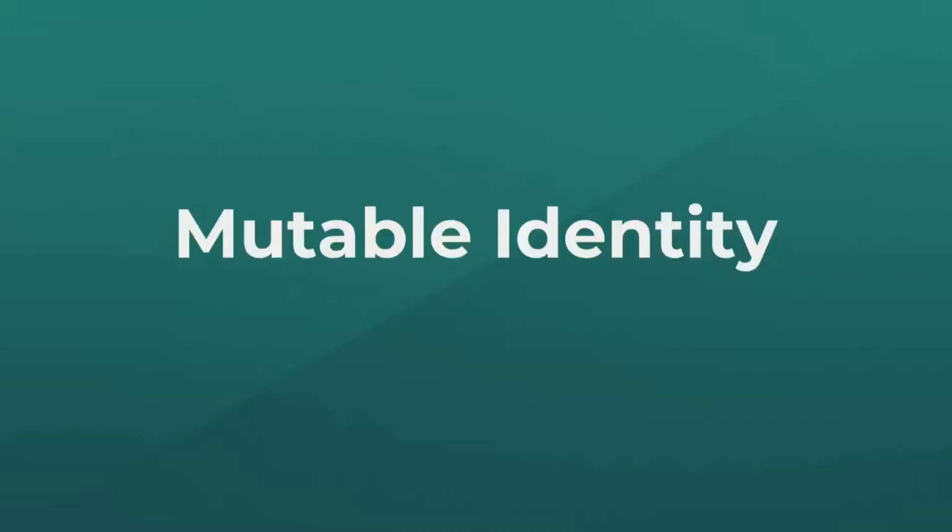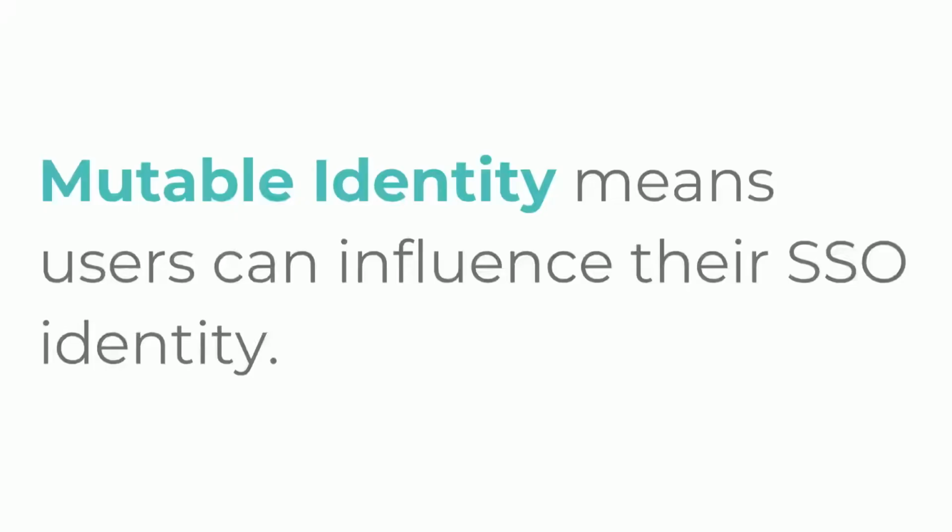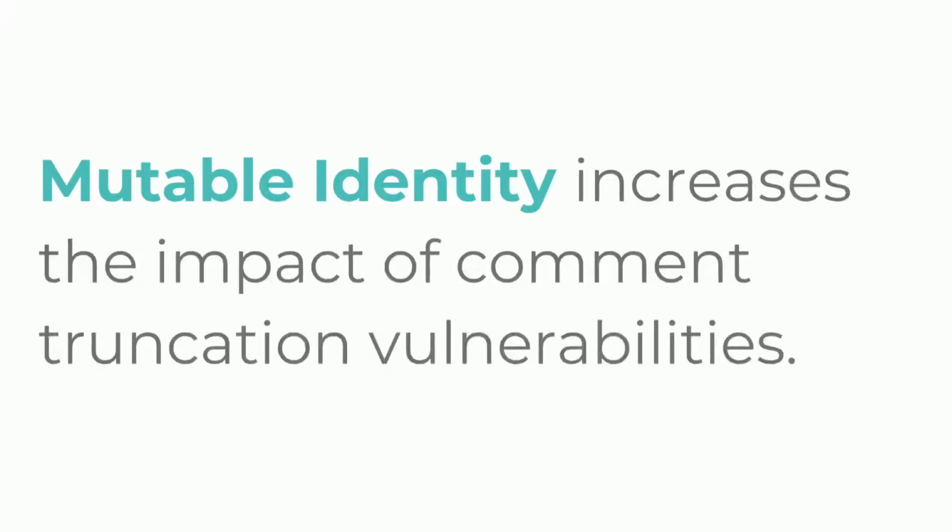In fact, I think mutable identities are an interesting enough concept that they're worth digging into a bit more. Mutable identities are interesting because users are able to influence their SSO identity, and this really increases the impact of comment truncation vulnerabilities. Just like user registration may allow an attacker to choose their own identity so they can truncate it however they please, mutable identities allow users to update their own identity to be conveniently truncatable.